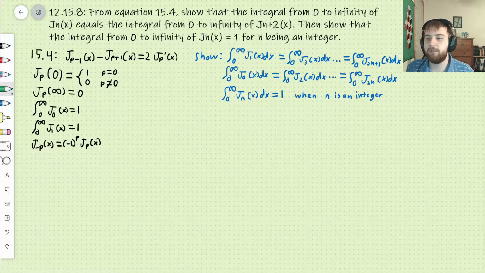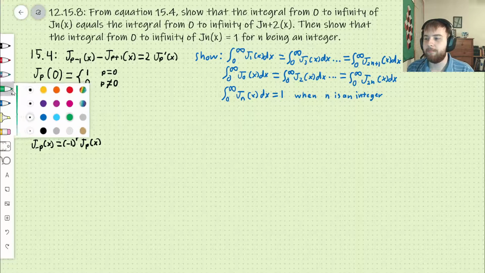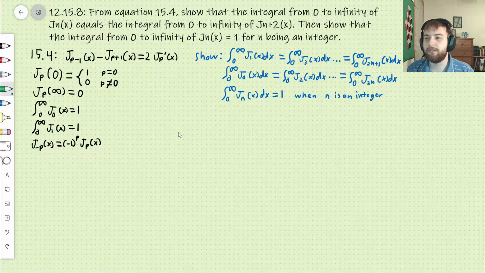Then show that the integral from 0 to infinity of the nth Bessel function equals 1 for n being an integer. So that's a mouthful to write out and say in text, so I have it written again here in an easier way in blue. We need to show that the integral from 0 to infinity of, for example, j1 of x dx equals the same thing for j3 or any odd number of j, and the same for 0, 2, or any even number. And then that last part is just that we need to show that it's all equal to 1.